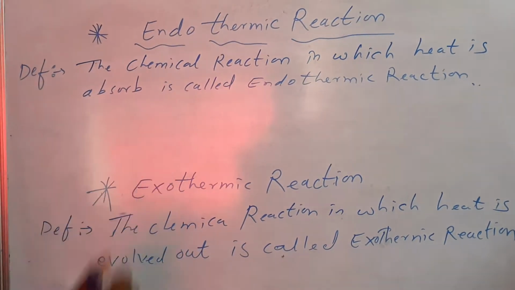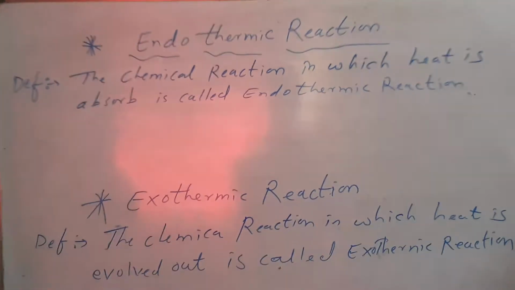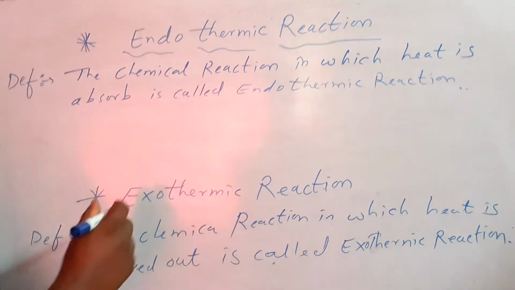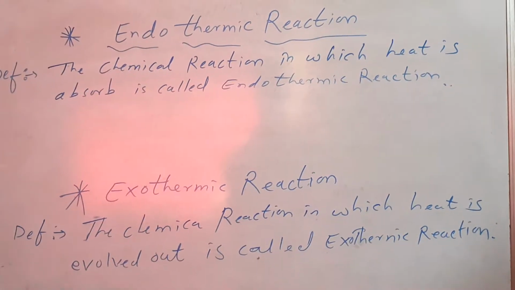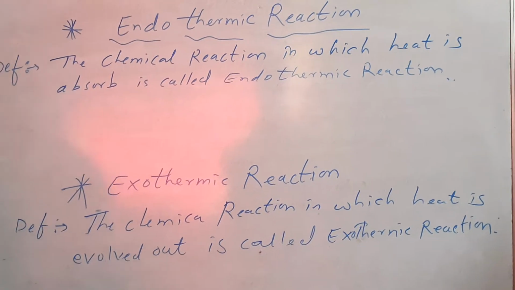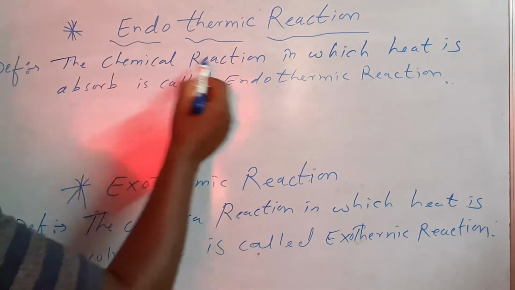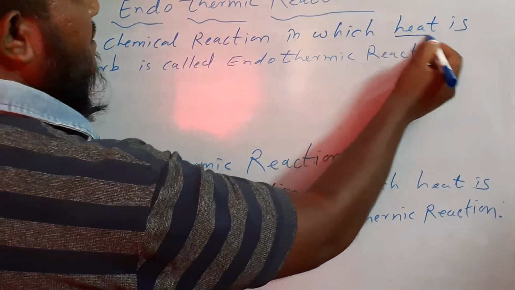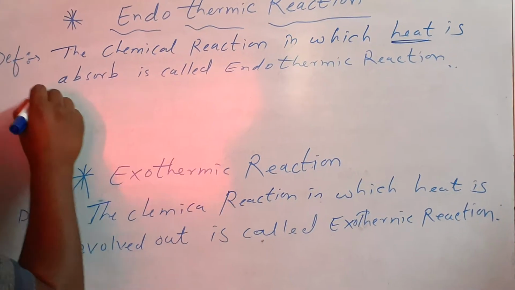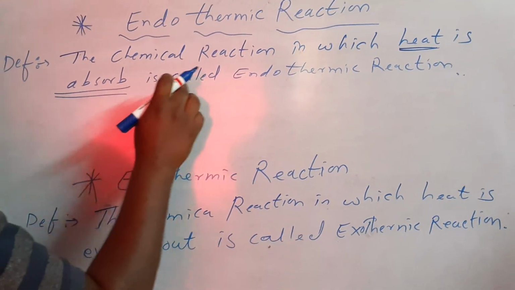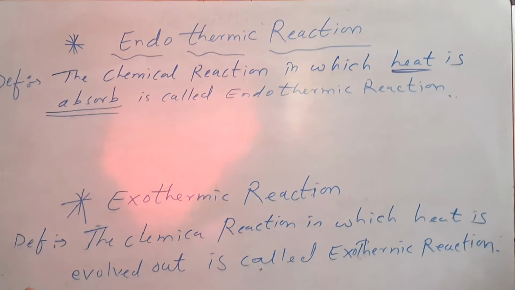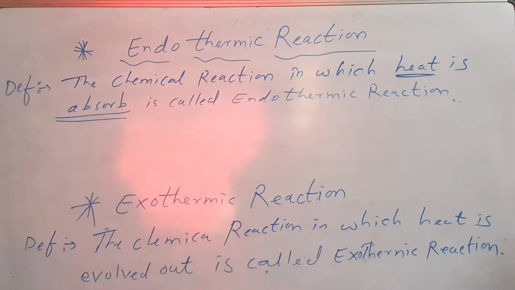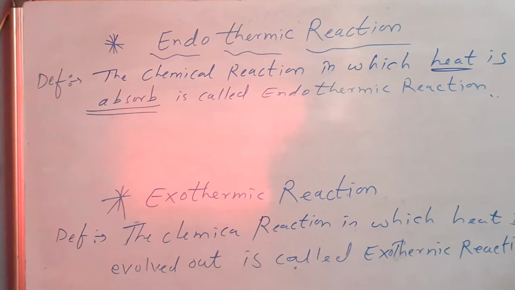In this video, we will discuss the remaining types of reaction, amongst which endothermic reaction is one of the reactions we have to discuss. This type of reaction has the definition: a chemical reaction in which heat is absorbed is called an endothermic reaction. During the reaction, heat is going to be absorbed. This type of reaction is called an endothermic reaction.